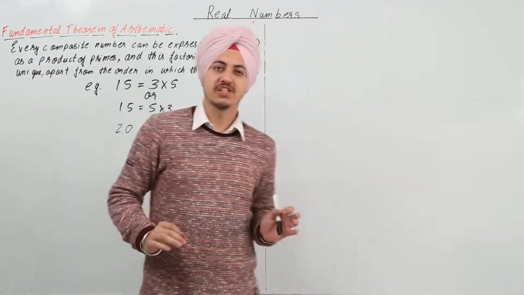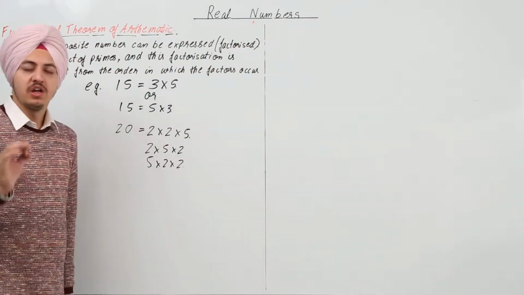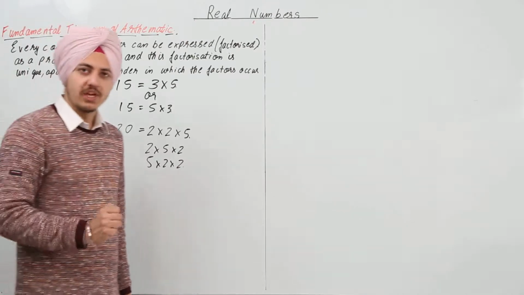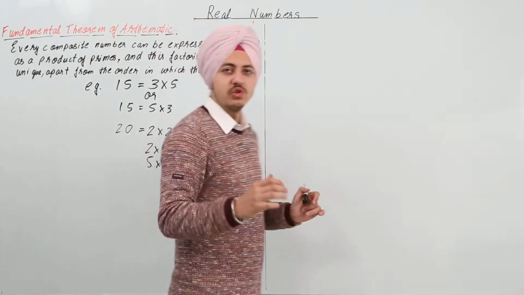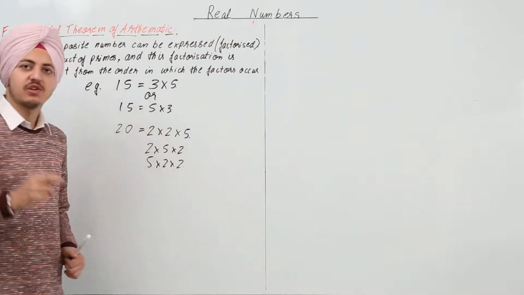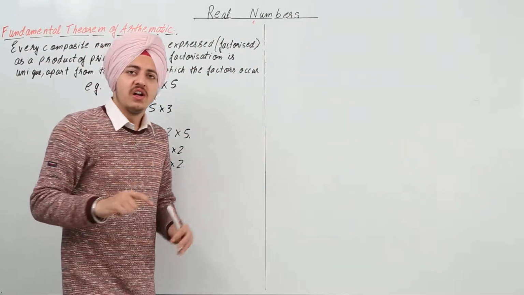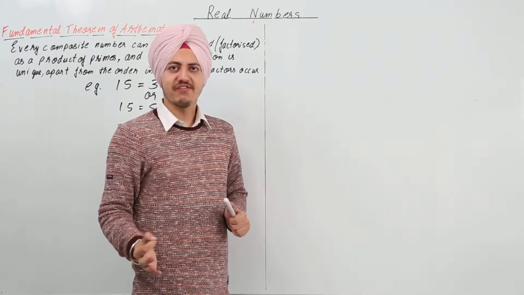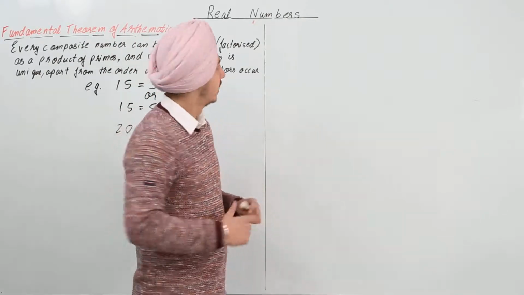All the arithmetic operations are based on this fundamental theorem. So very basic, very important. Now we will use this fundamental theorem, or we will use these prime factors of composite numbers, to find the LCM and HCF of a few numbers. Now I'll give you an example.